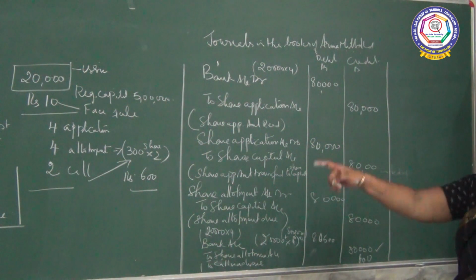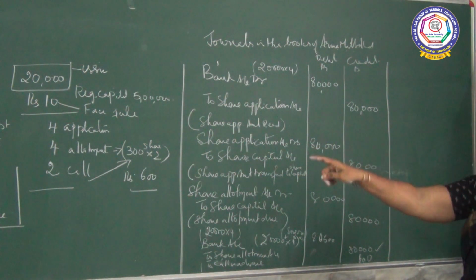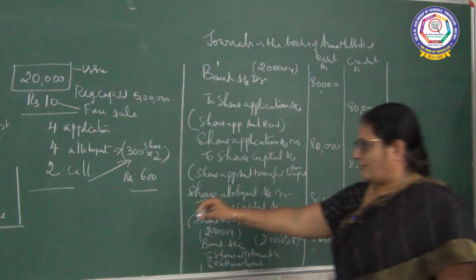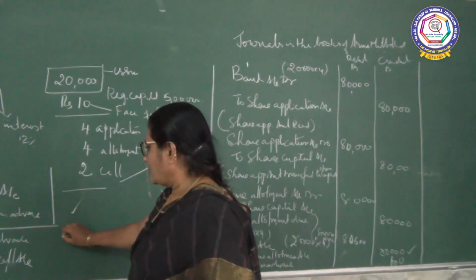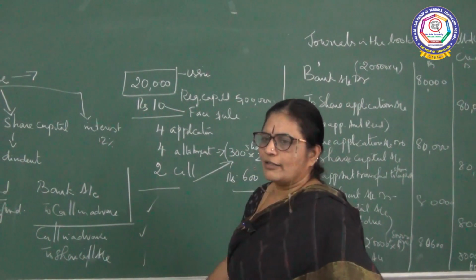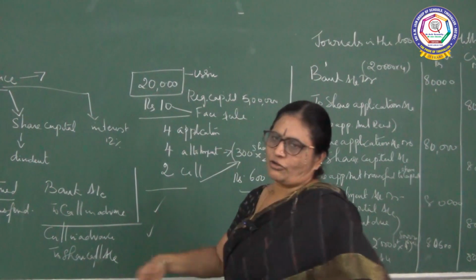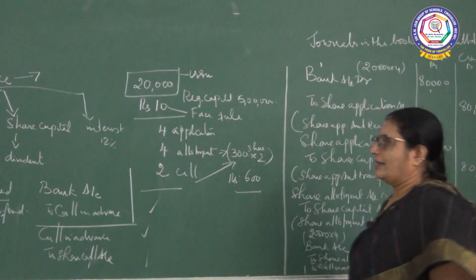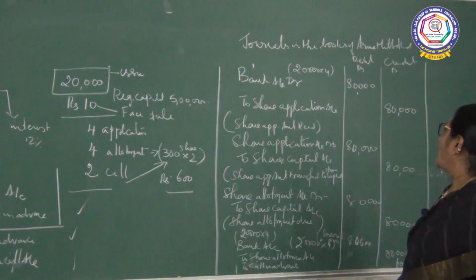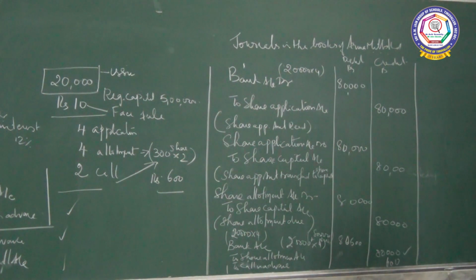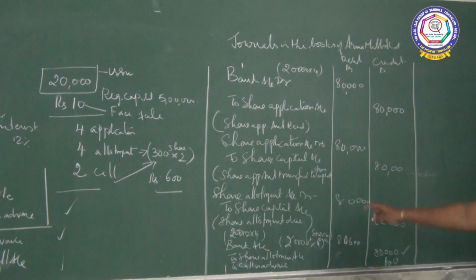Okay. So whenever you make call in advance, the amount will be transferred to the account called call in advance. Okay. So call in advance account debit to share call. Call in advance account debit to share first call, second call, to whatever call you are making in advance. Alright. So now again let me continue the problem. So that is it. Allotment is over.